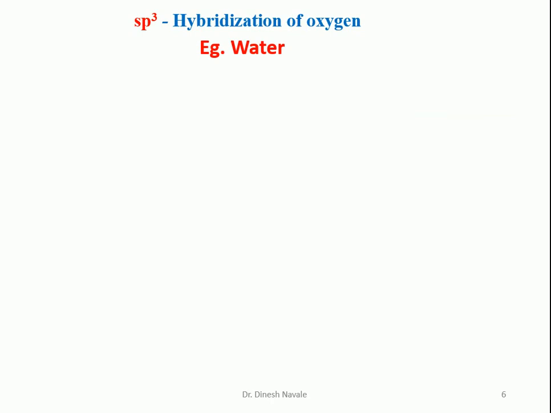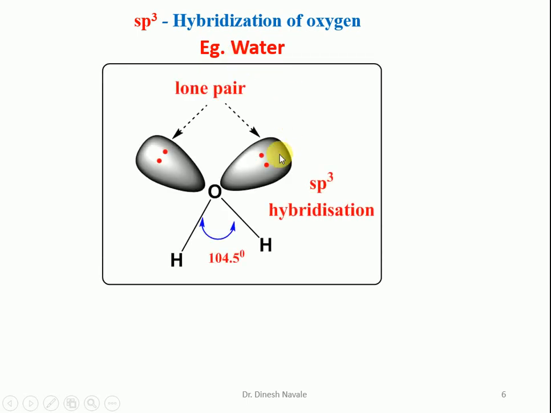An example for the sp3 hybridization of the oxygen atom is water. In the case of water, the oxygen atom is sp3 hybridized. This is the orbital picture diagram for the sp3 hybridization of the oxygen atom in water. Two orbitals are hybridized but still contain the lone pair of electrons.